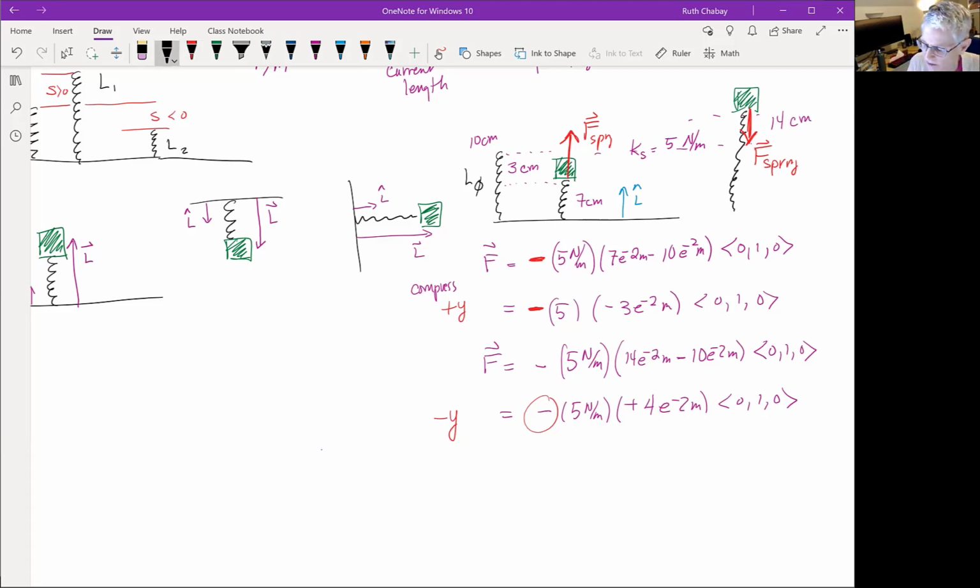So now we have all the pieces. The spring force is equal to minus this positive constant, which is the spring stiffness, times the stretch, which could be positive or negative, times L hat, the unit vector that points from the fixed end to the moving end.